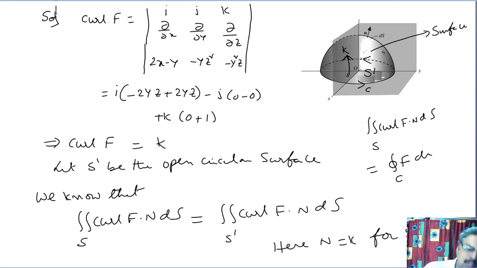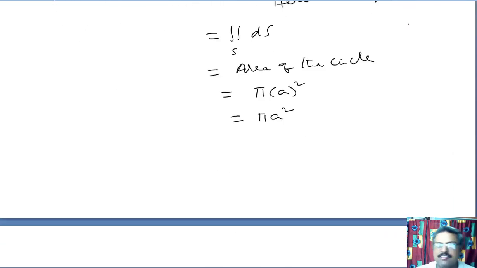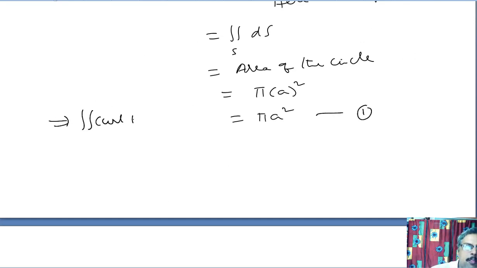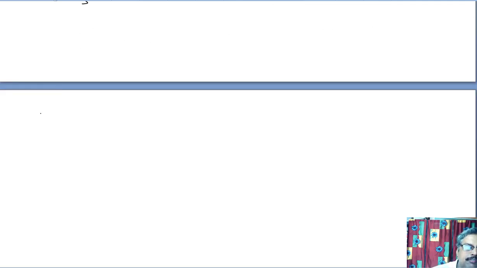Otherwise we can find the double integral over this curved surface, find n equals del phi, where phi equals x square plus y square plus z square minus a square. Already we discussed this in our surface integral concept. Now this is equation 1. Double integral of curl f dot n ds. Verification.